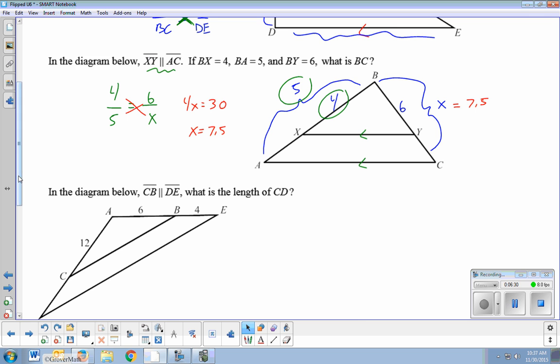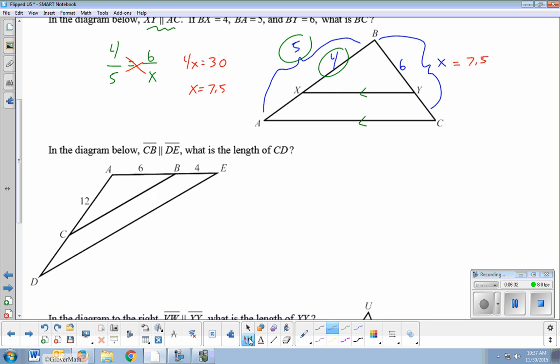Okay, let's try another one. So here we are told that CB is parallel to DE, and these lengths are already labeled for us. We have 12 here, 6, 4, and then they want to know what is the length of CD. I'm going to label that X.